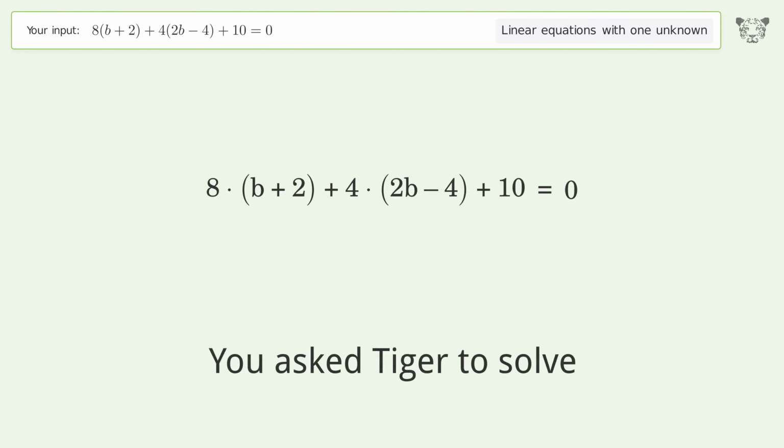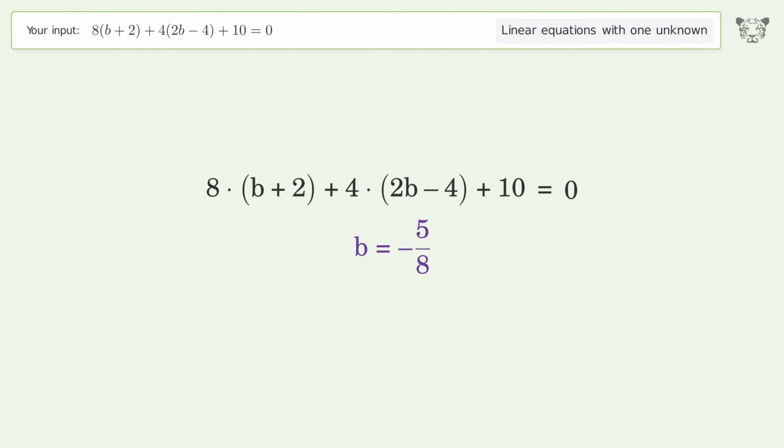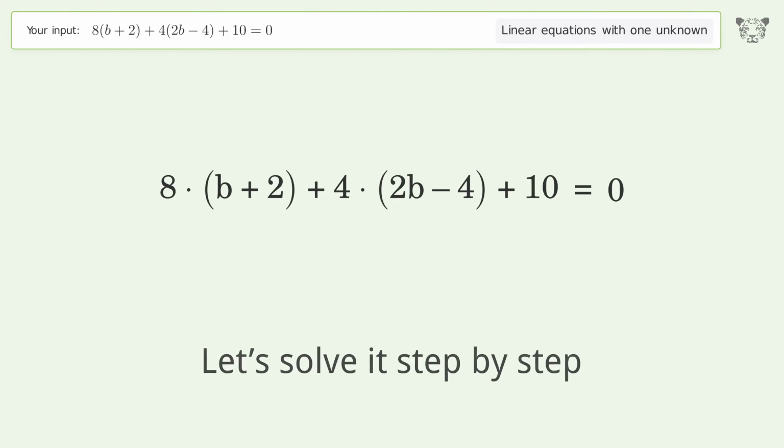You ask Tiger to solve this. This deals with linear equations with one unknown. The final result is b equals -5/8. Let's solve it step by step.